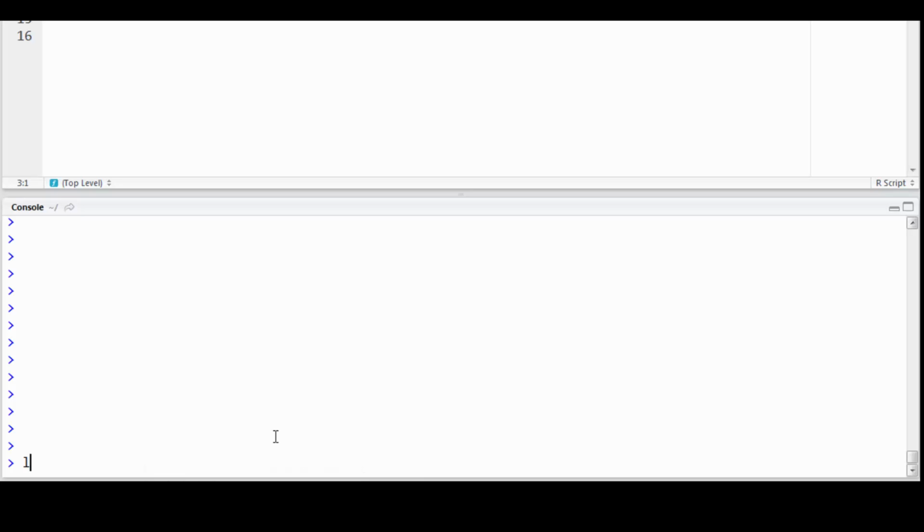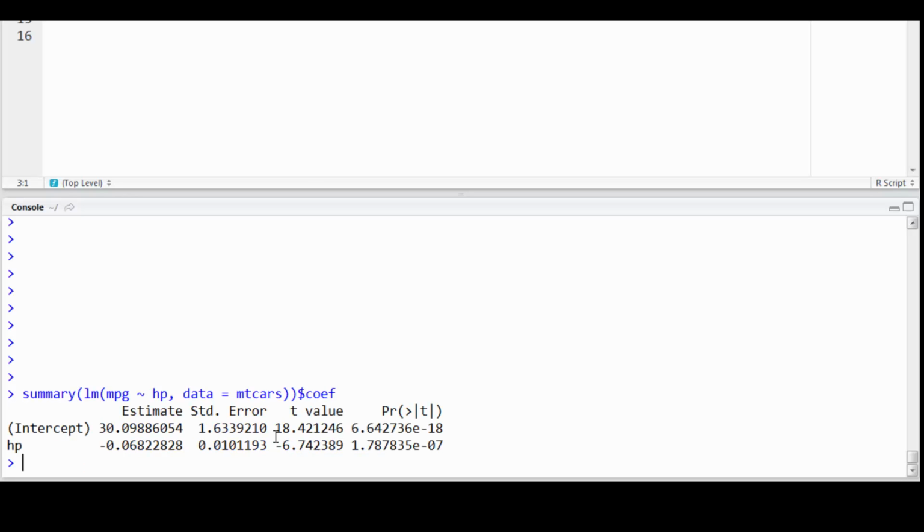Let's fit our linear model. I want to do a summary of the linear model of mpg as the outcome, horsepower as the predictor, data equals mtcars. Okay, I want that summary, and I just want to look at the coefficient table. And there's our output.